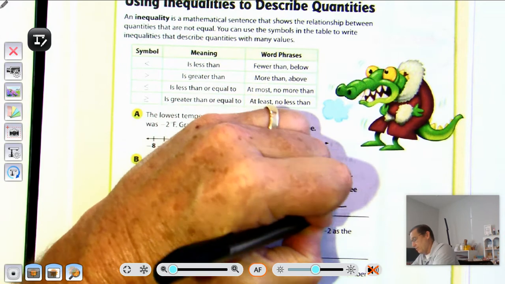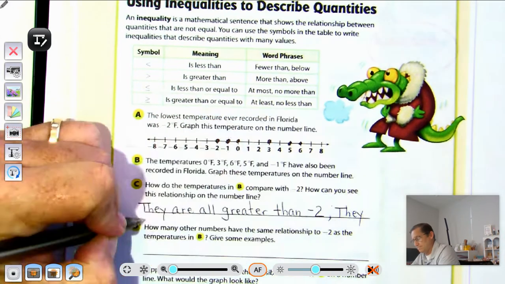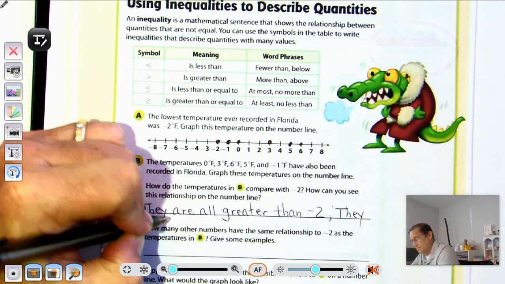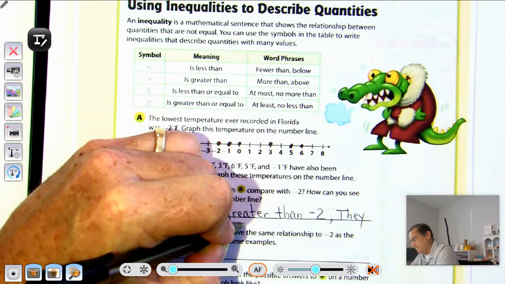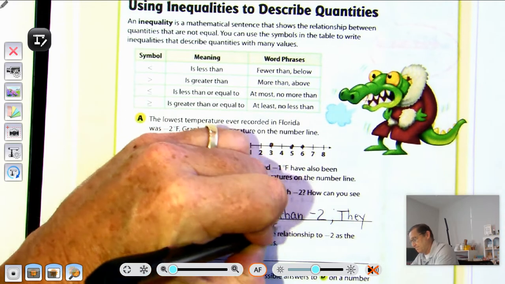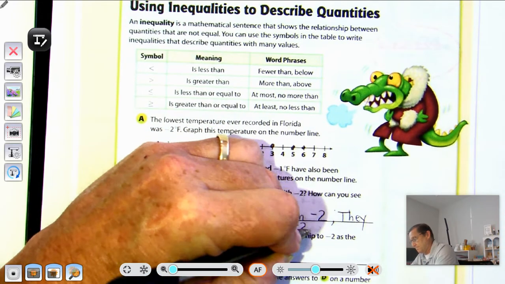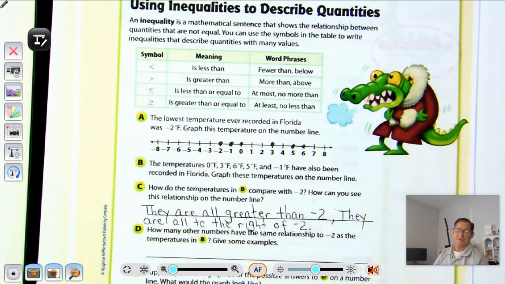We can also say they are all to the right of -2.